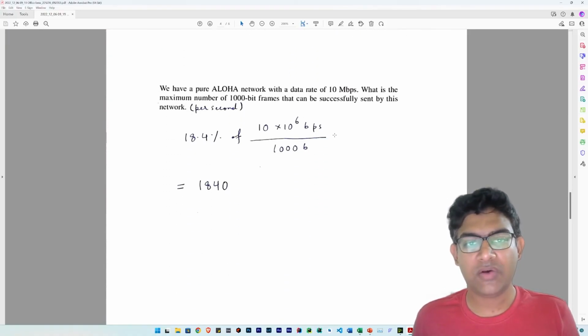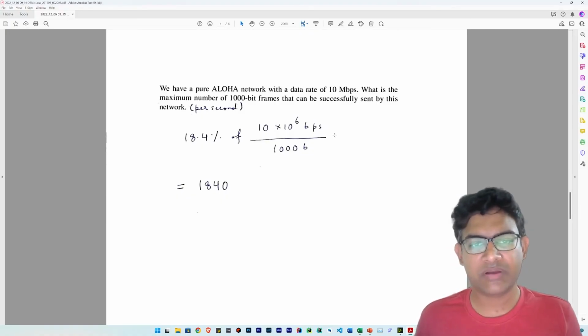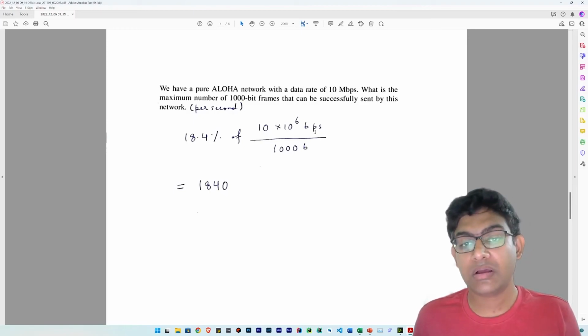We have a pure Aloha network with a data rate of 10 Mbps. What is the maximum number of 1000 bit frames that can be successfully sent by this network per second, right? So we know that 18.4% is the best utilization you can get out of a pure Aloha network, right? That is the maximum efficiency that you can get.